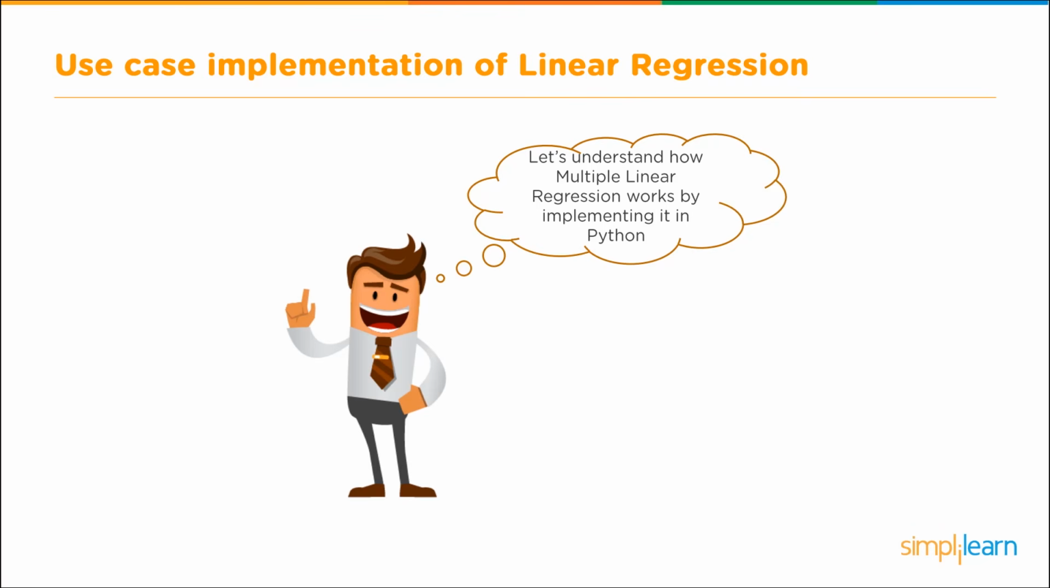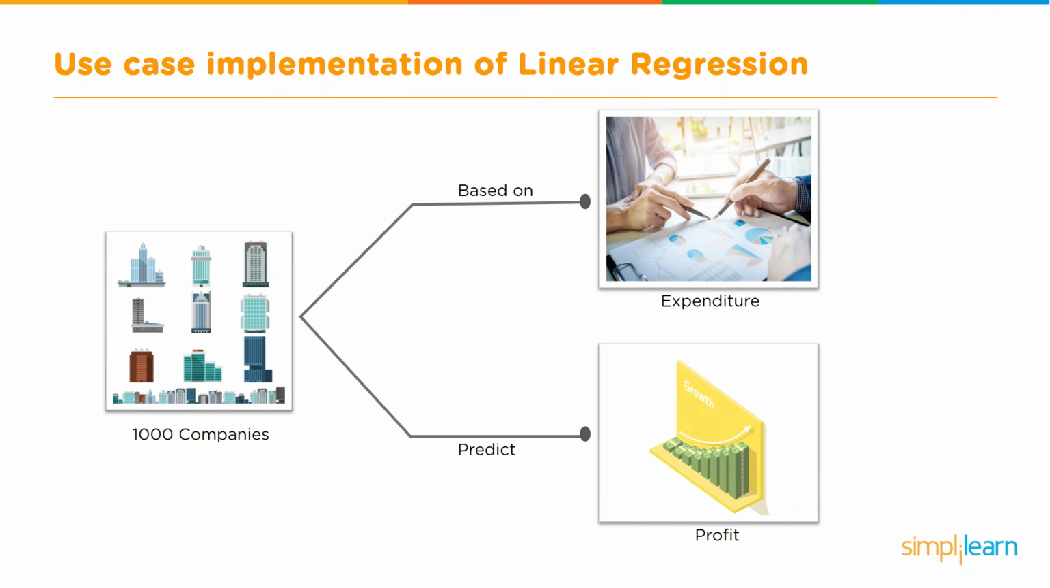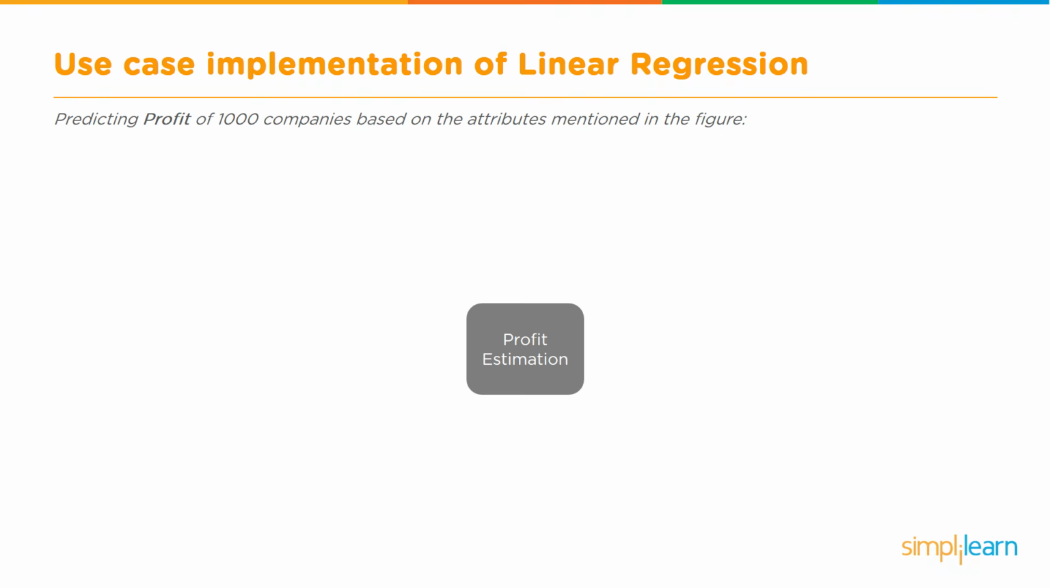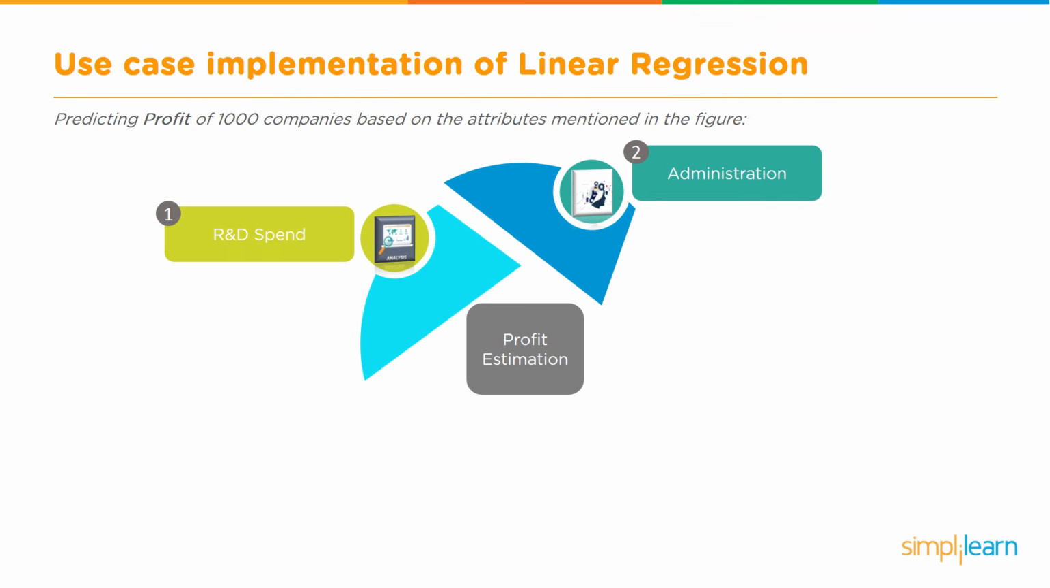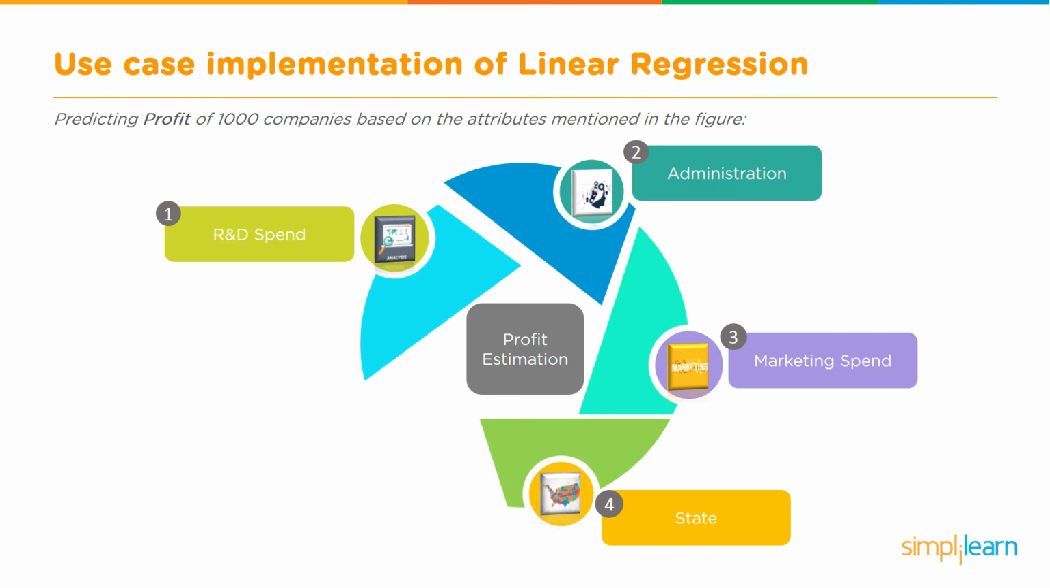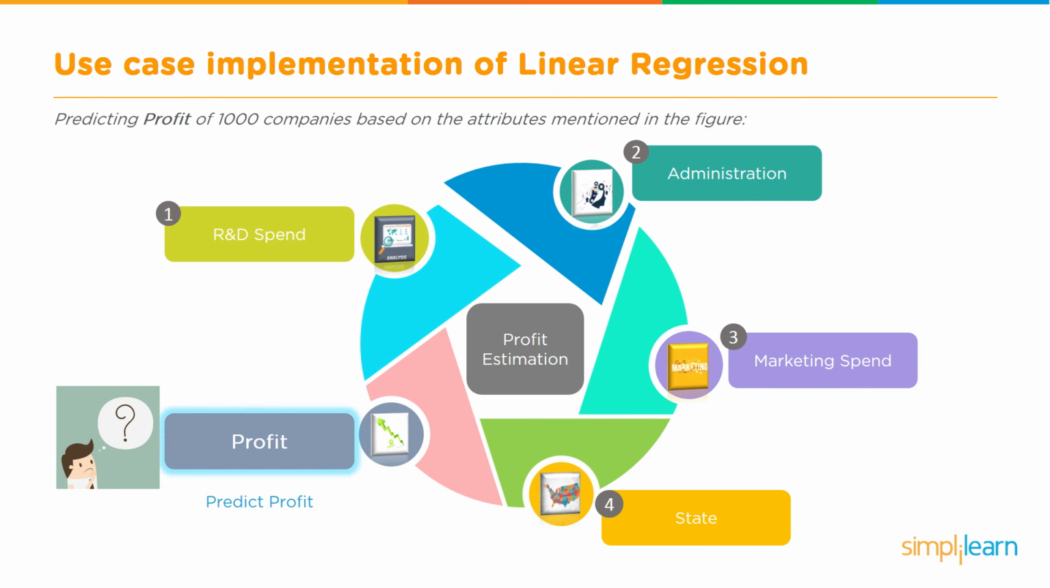Let's understand how multiple linear regression works by implementing it in Python. If you remember before, we were looking at a company and, just based on its R&D, trying to figure out its profit. We're going to start looking at the expenditure of the company. We're going to go back to that, and we're going to predict its profit. But instead of predicting it just on the R&D, we're going to look at other factors like administration costs, marketing costs, and so on. And from there, we're going to see if we can figure out what the profit of that company is going to be.